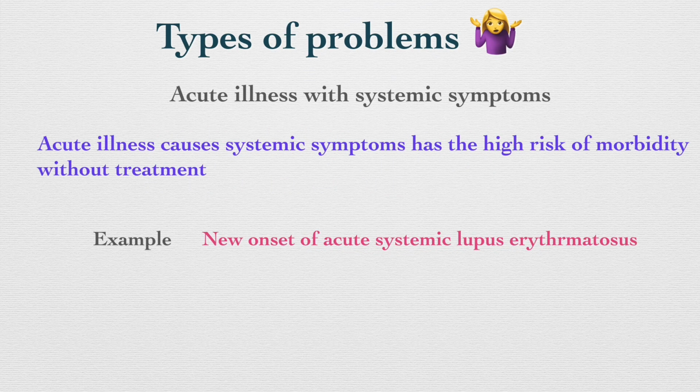Acute illness with systemic symptoms. Certain acute illnesses cause systemic symptoms. In that case, there is high risk of morbidity without treatment. For example, new onset of acute systemic lupus erythematosus, which is an autoimmune disease which affects multiple systems.